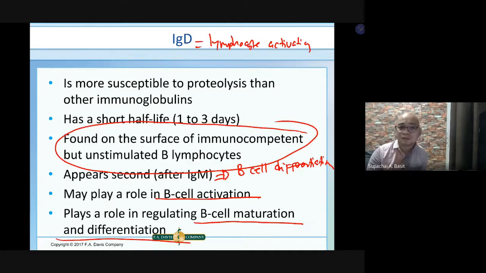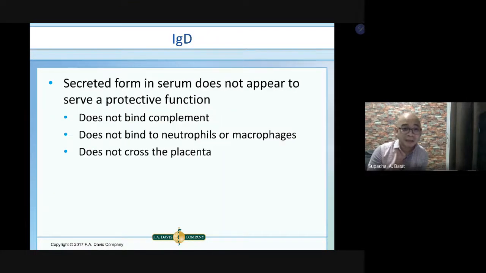Take note that IgD has a function during B cell differentiation, but not a protective function for our immune system because it does not bind complement. It does not bind to neutrophils or macrophages. It does not cross the placenta. But are they still important? Yes, because without IgD, B cells will not be differentiated properly. And without B cells, we could not have plasma cells. And without plasma cells, we cannot have antibodies. Yes, they are still important.